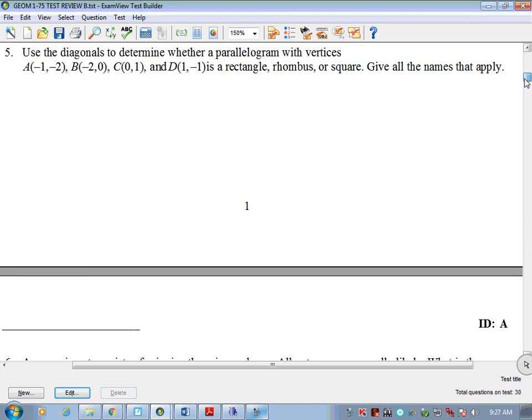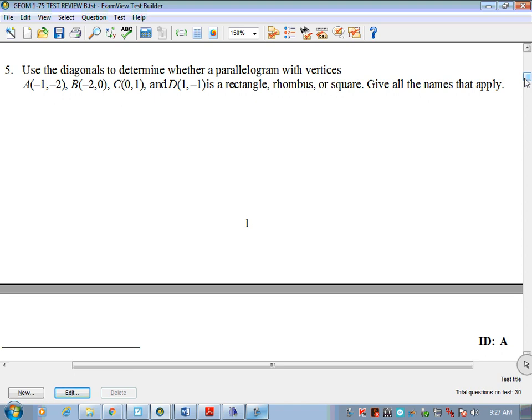All right, number 4. Use the diagonals to determine whether a parallelogram with these vertices is a rectangle, rhombus, or a square. Give all the names that apply. Let's see. This question ends up being somewhat of a pain just because I don't have a coordinate grid up here. But let's do it anyway.